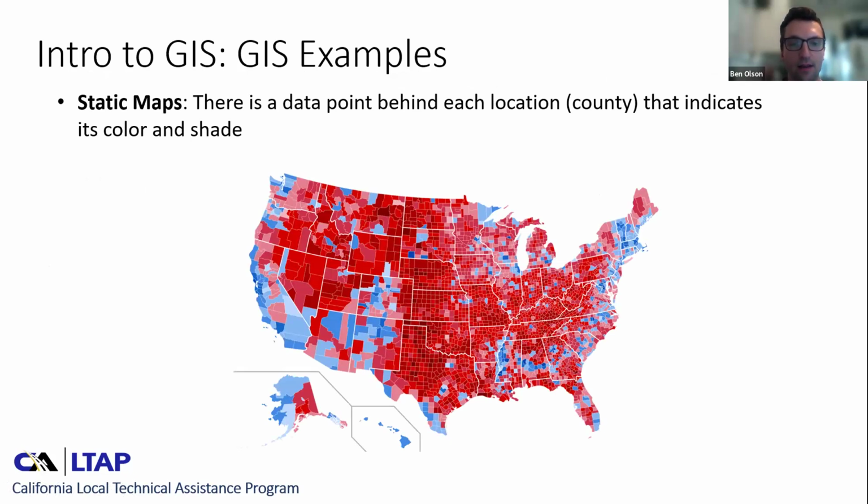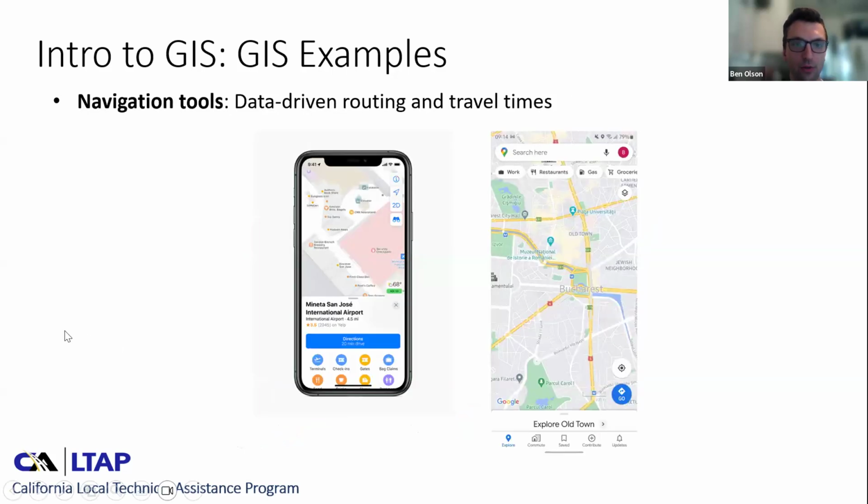There's data underlying the maps that are creating these, and this is an example of something that's been created using GIS. It's a static map showing the results of data. Then navigation tools, this is maybe the most familiar hands-on GIS that the general population knows. You can think of things like Google Maps, Apple Maps as having been created using GIS, but then using them, you're also doing GIS as a user.